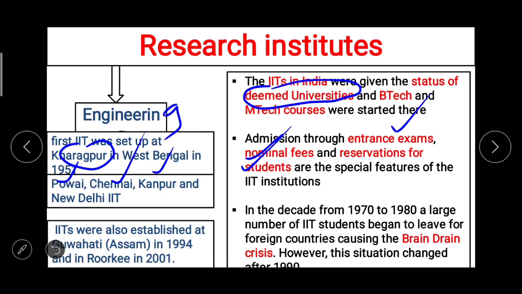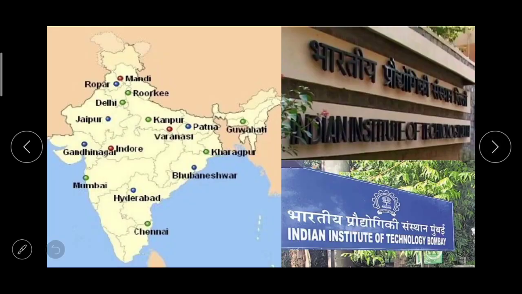In the decade from 1970 to 1980, a large number of IIT students began to leave for foreign countries, causing the brain drain crisis. But this situation changed after 1990. IITs were also established at Guwahati in Assam in 1994 and in Roorkee in 2001. Here you can see Indian Institute of Technology, Bombay.